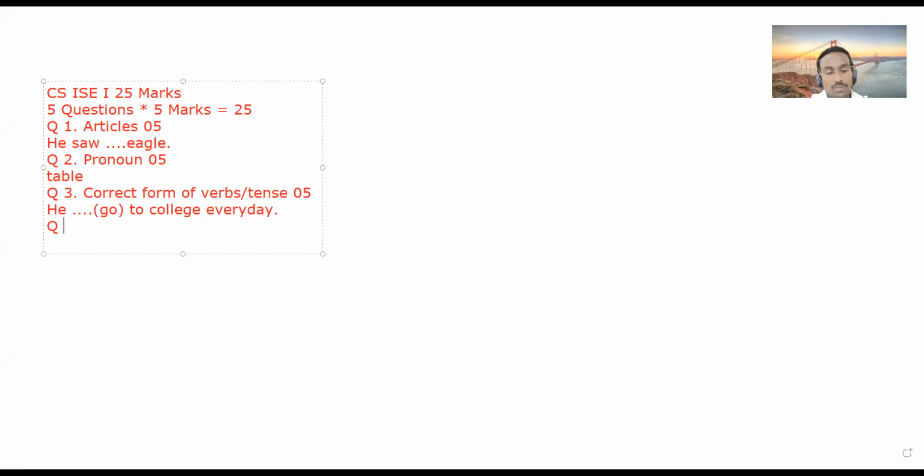The next is question number 4. That question will be based on prefixes. You know that we have not studied prefixes, but still there are questions, because I don't think there is a need to teach prefixes; you can simply manage questions based on prefixes. So we have added questions based on prefixes and suffixes also. What kind of questions will be there?